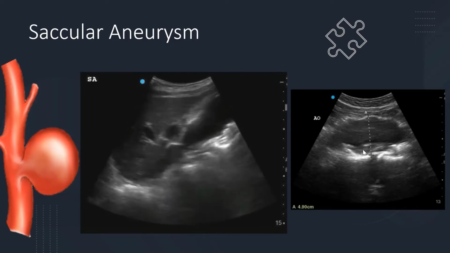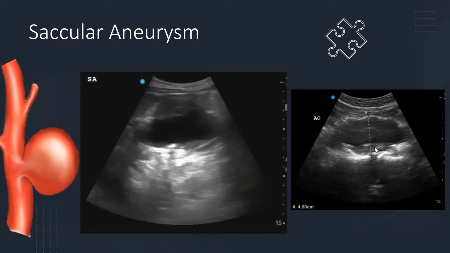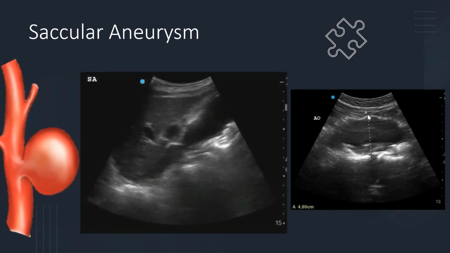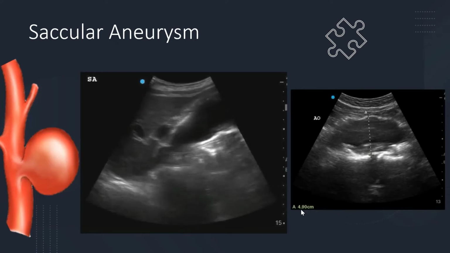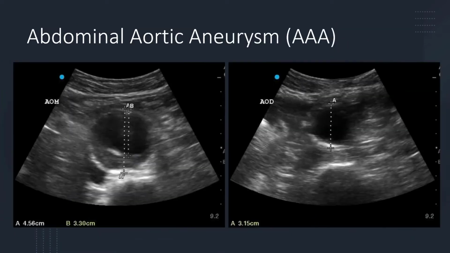And you can see right here, I'm not sure, can you guys see my mouse? So here is that isoechoic area with the hematoma, and you measure outer wall to outer wall. And this is around 4.9 centimeters. And then next up here is abdominal aortic aneurysms. This is mostly what we're looking for.